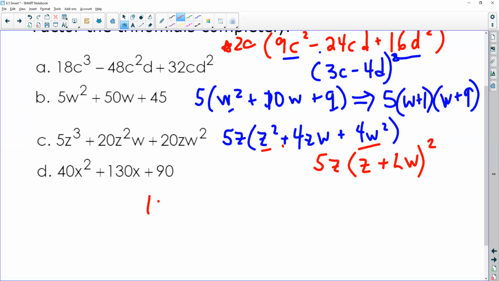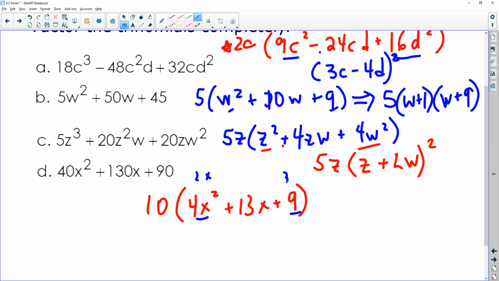What's the common term? I see a 10, right? I get 4x squared plus 13x plus 9. Okay. Well, let's see. Could be a perfect square. 4x squared is perfect, as is 9. So 2x times 3 is 6x. Double is 12, not 13. So it is not a perfect square. It means I can just factor it. I can use the AC test. So go through and try that. So I want to multiply to make 4 times 9 is 36 and add to make 13. Let's see, I could use 9 and 4, right?